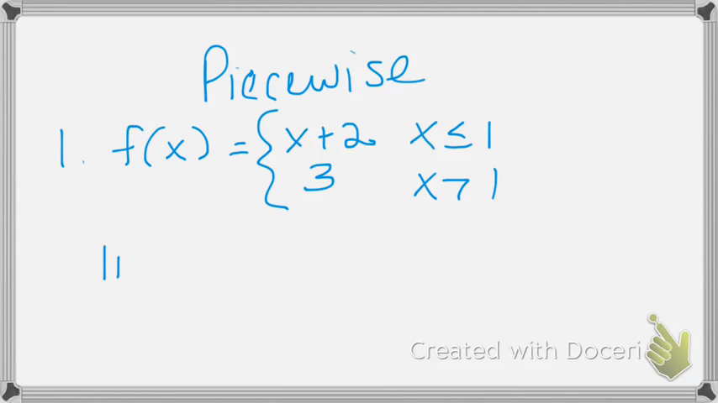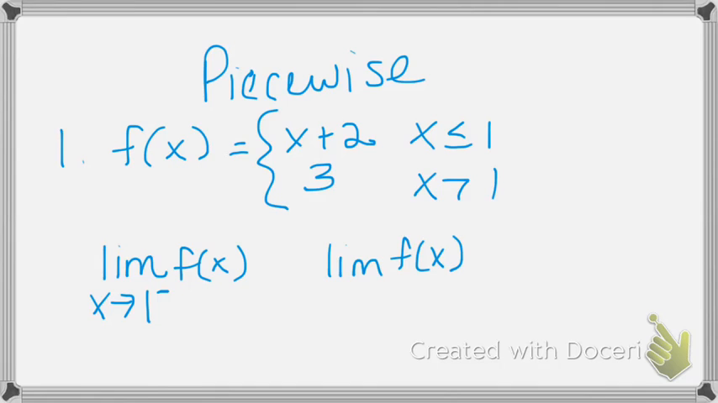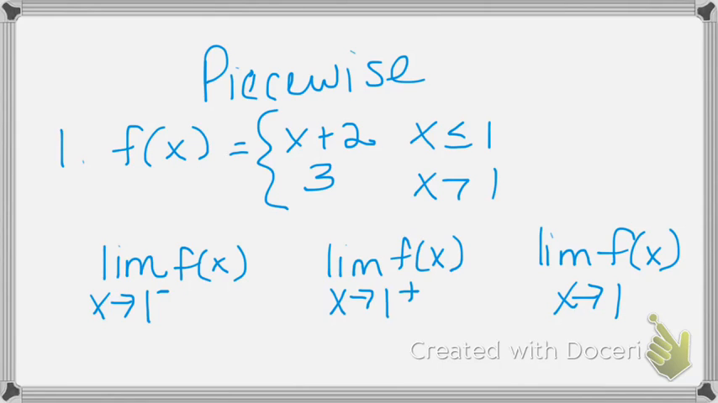And maybe the question here would be to figure out the limit as x approaches 1 from the left, and then the right, and then the limit itself. Sometimes they might just say what's the limit. Sometimes they might say the left and the right limit. With piecewise functions, because there's so many pieces, then showing you both sides is not a big deal.